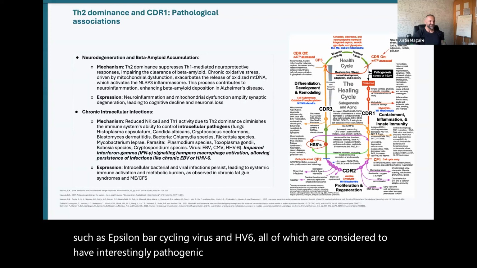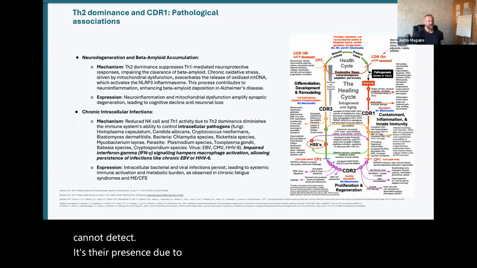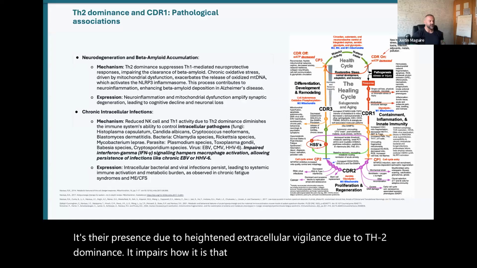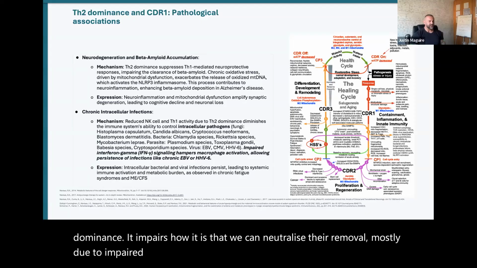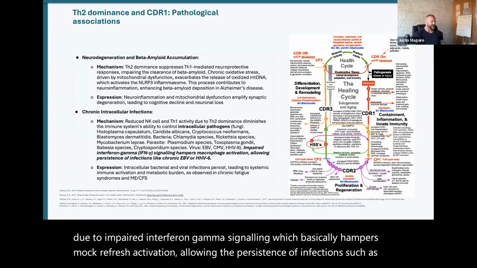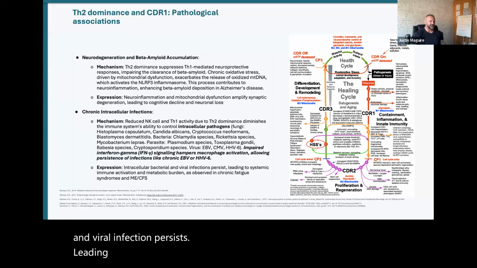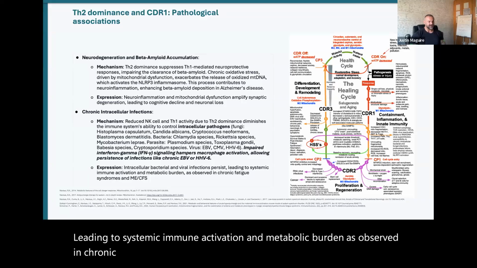Essentially, we cannot detect their presence due to heightened extracellular vigilance due to Th2 dominance, and it impairs how we can neutralize and remove them. This is mostly due to impaired interferon gamma signaling, which basically hampers macrophage activation, allowing the persistence of infections such as chronic Epstein-Barr. The expression of all this is that intracellular bacterial and viral infection persists, leading to systemic immune activation and metabolic burden, as observed in chronic fatigue syndrome or myalgic encephalitis.